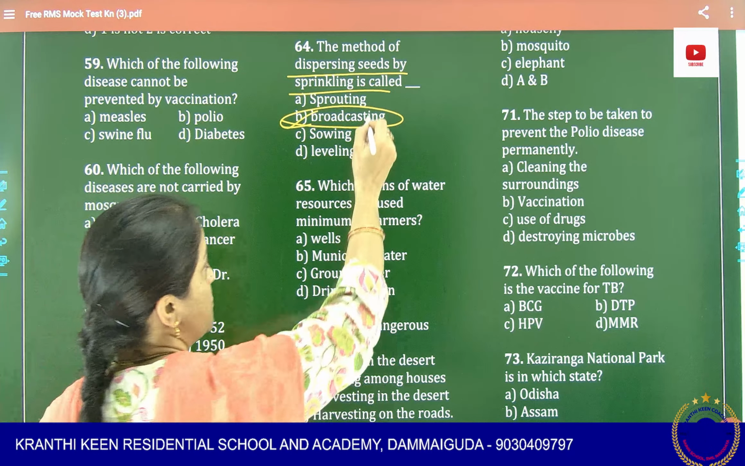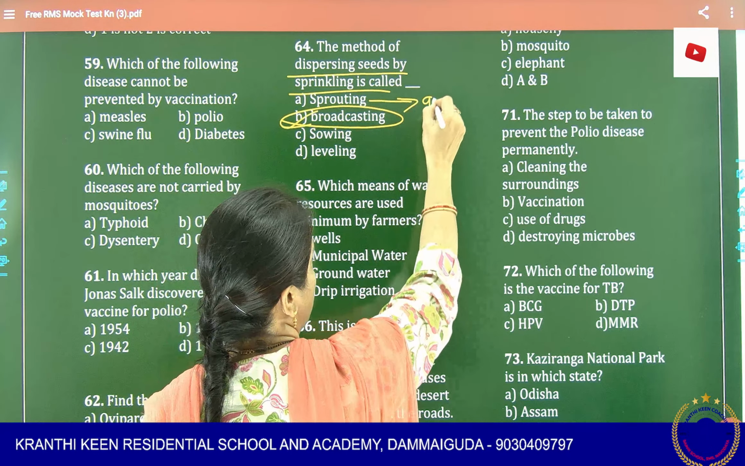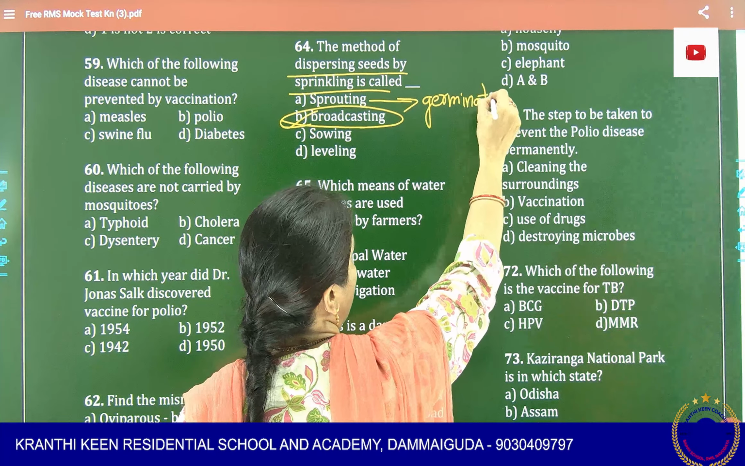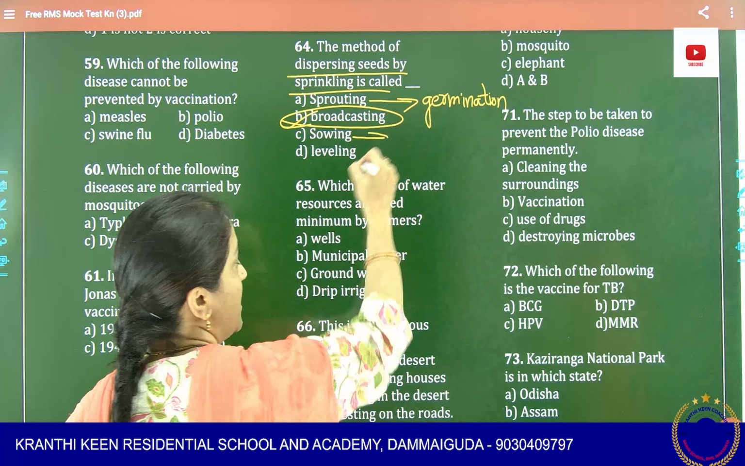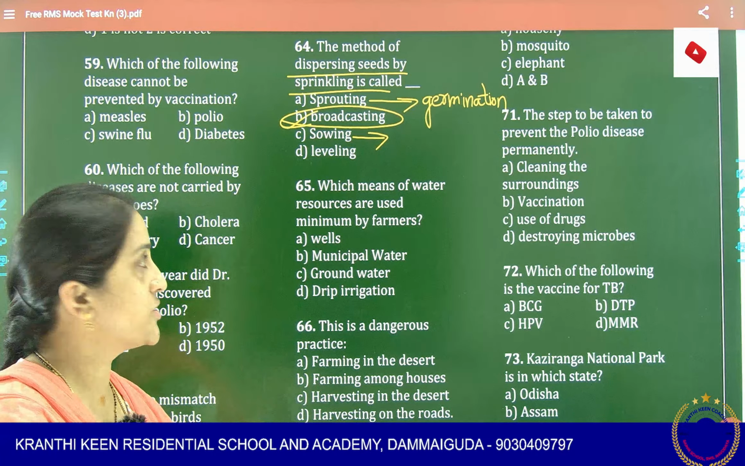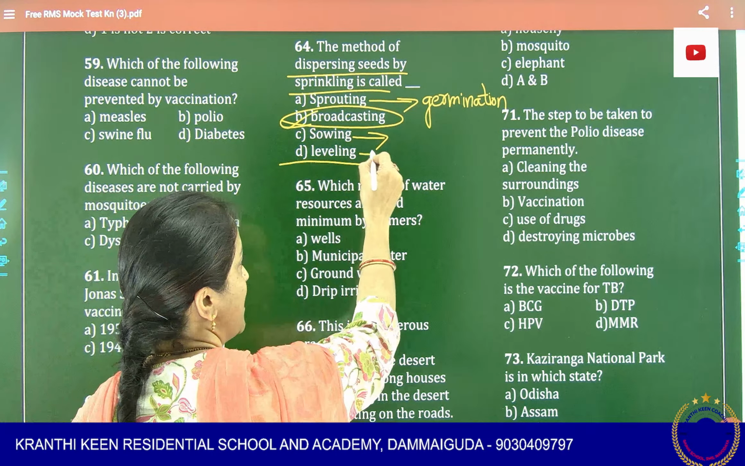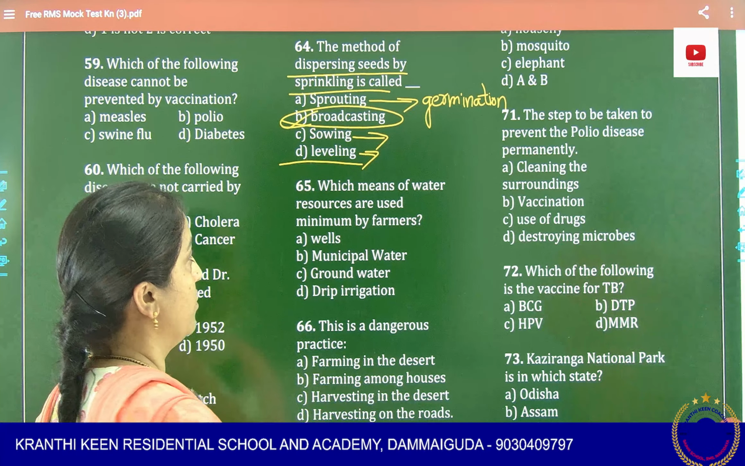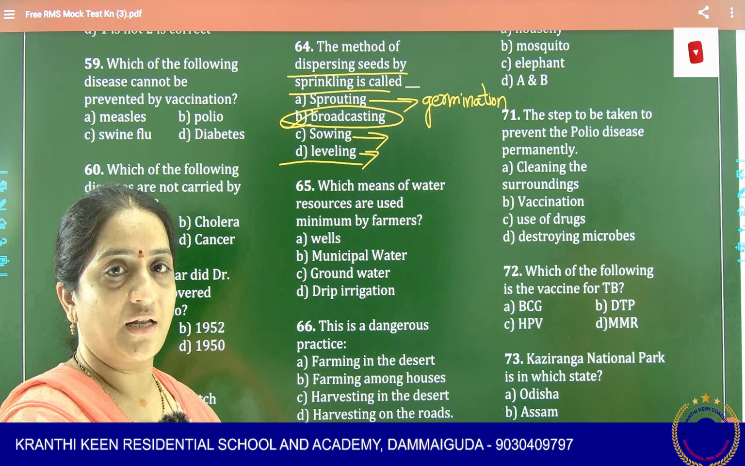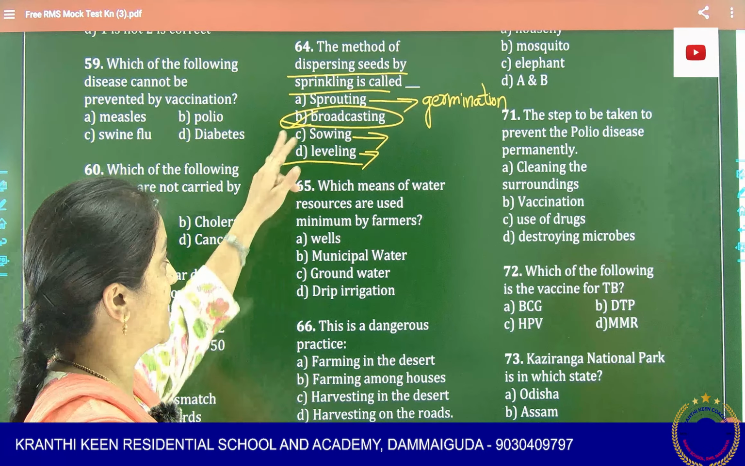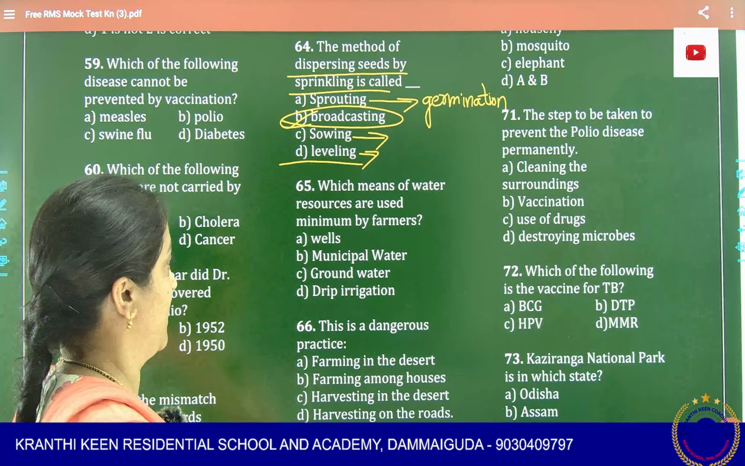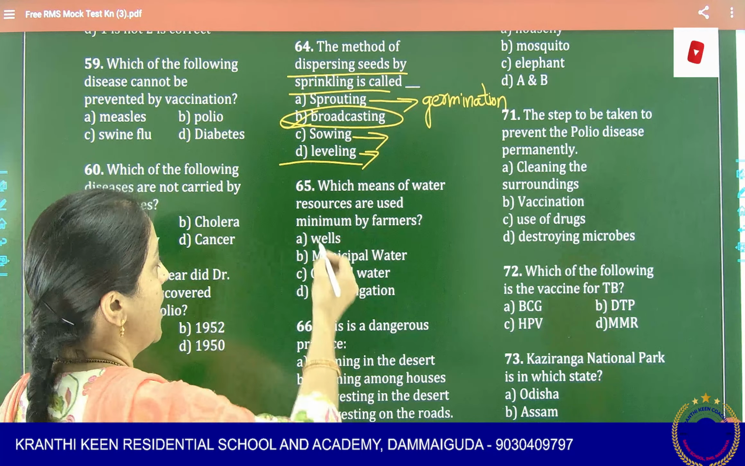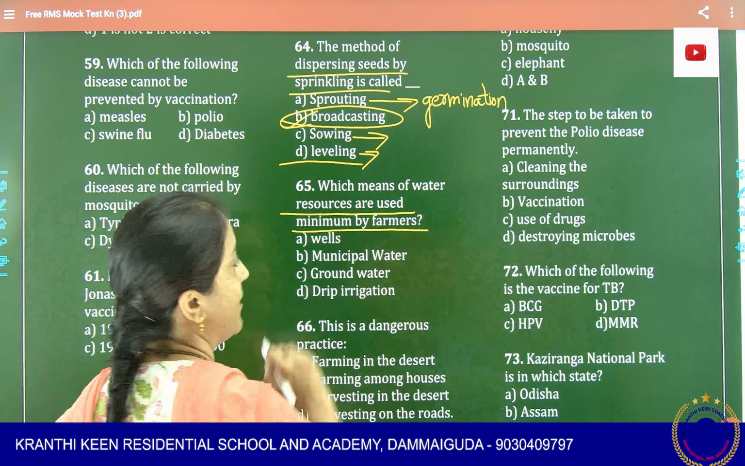Whereas sprouting is nothing but germination. The seed developing into a seedling is sprouting. Whereas sowing is putting the seed in the soil. Whereas leveling is leveling the landform, leveling the land to start the agricultural practice. So the right answer is option B. Next, moving to the next question. Which means of water resources are used minimum by the farmers?